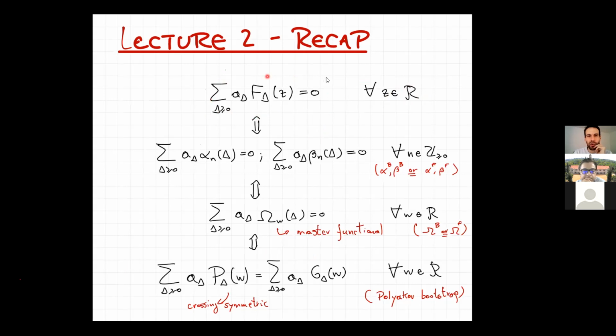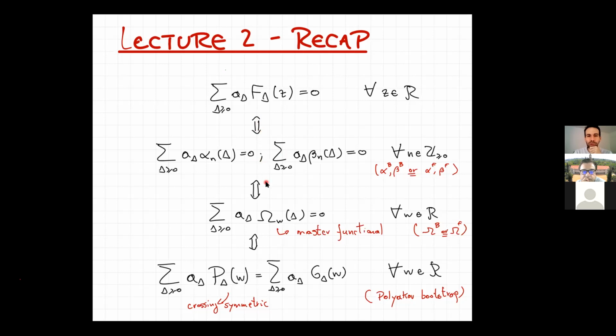We showed basically that the constraints of this equation are completely equivalent to those arising from an infinite but countable set of sum rules involving the functional actions alpha n delta and beta n delta, where for alpha and beta you can either pick the bosonic functionals or the fermionic functionals. There are two equivalent bases, and so you can go this way. Solving this implies this, and this implies these ones, so it goes both ways.